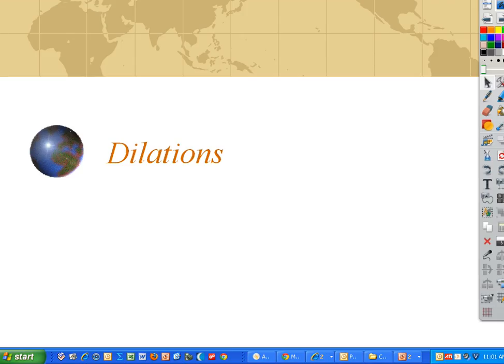What were the three rigid types of transformations we talked about? What's one of them? A rotation. Sure, we can take an object and rotate it about a point in the plane. What's another one? Reflection. We can reflect it over a line, sure. And then the last one? Translation, or a slide. We can slide it along, right?